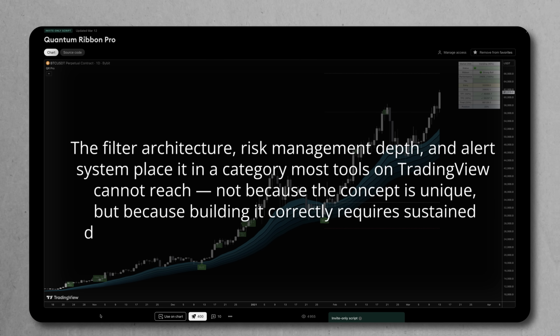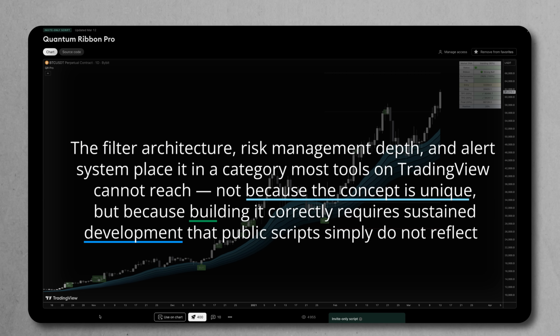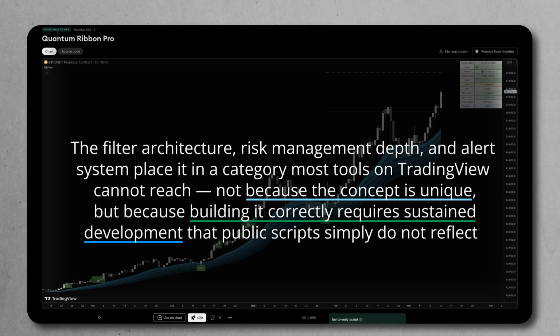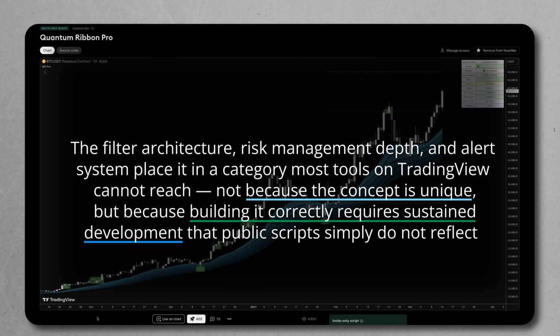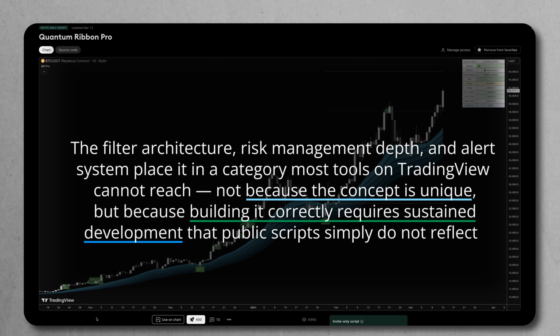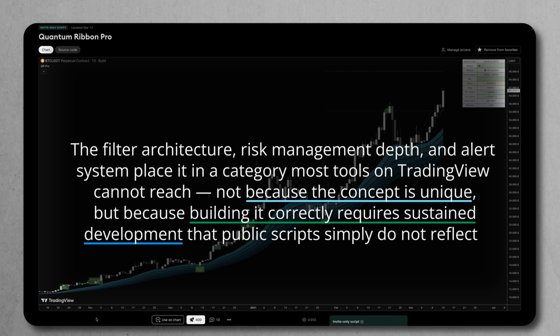The filter architecture, risk management depth, and alert system place it in a category most tools on TradingView cannot reach, not because the concept is unique, but because building it correctly requires sustained development that public scripts simply do not reflect.